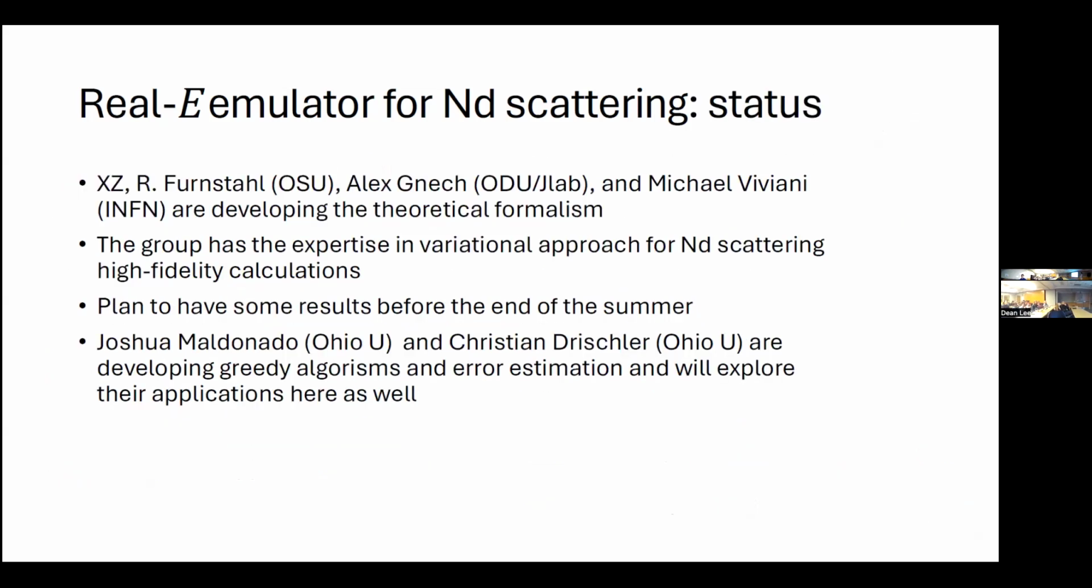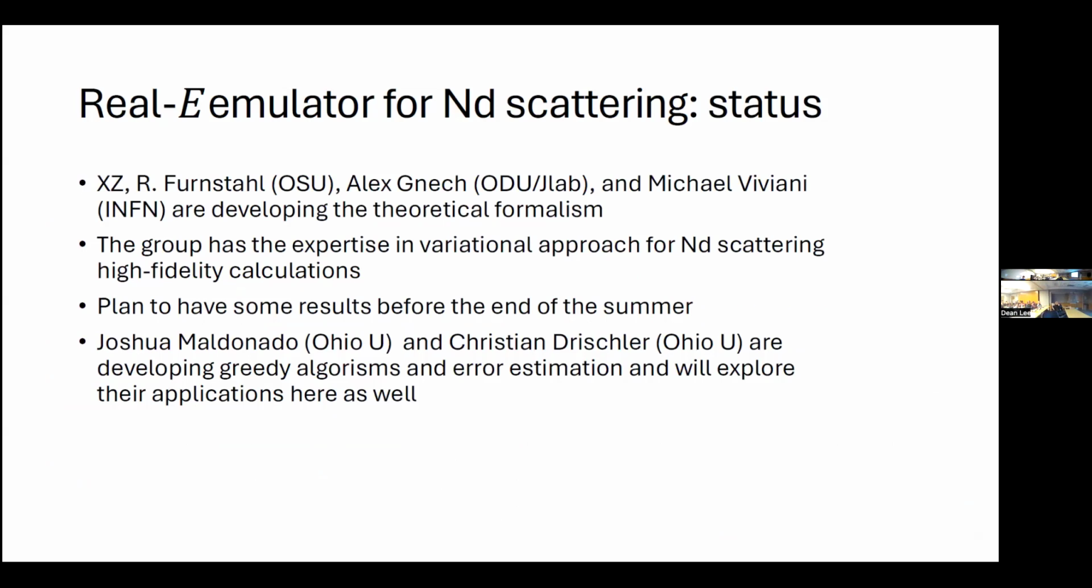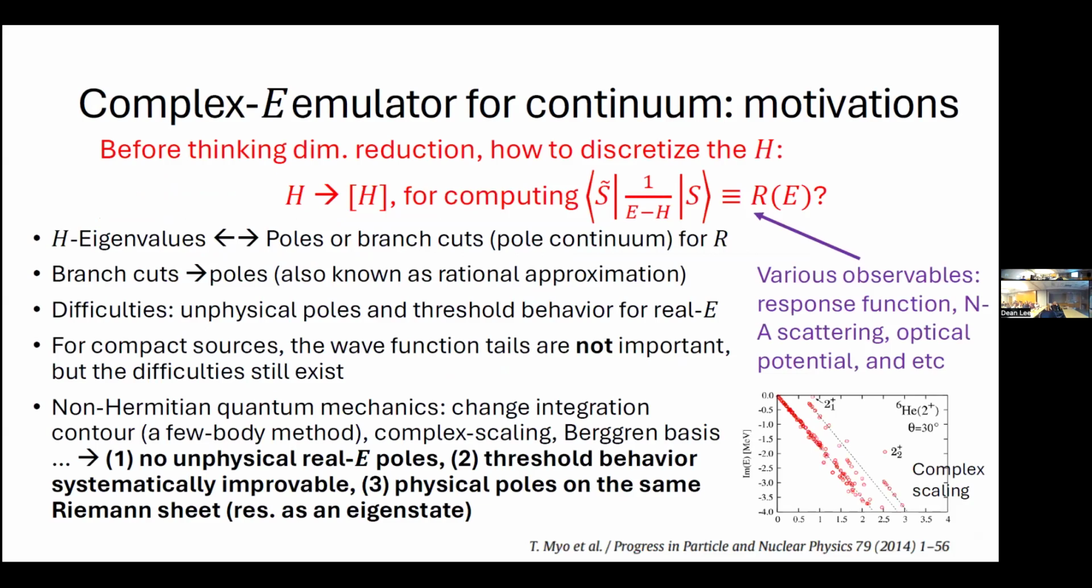To summarize the status of what is happening right now, we are developing a CLT formalism, and the group actually has expertise in a variational approach for ND scattering, with high-fidelity calculations. For example, they have a review paper, highlighted here. They have been applying the variational approach to studying ND scattering for a long time, so we are going to take advantage of that and use it as our high-fidelity calculation for training purposes. We plan to have some results before the end of summer. Also, I believe Christian and the student Joshua are developing an interest in applying the tools he has mentioned to these cases. Now I really want to get to this one.